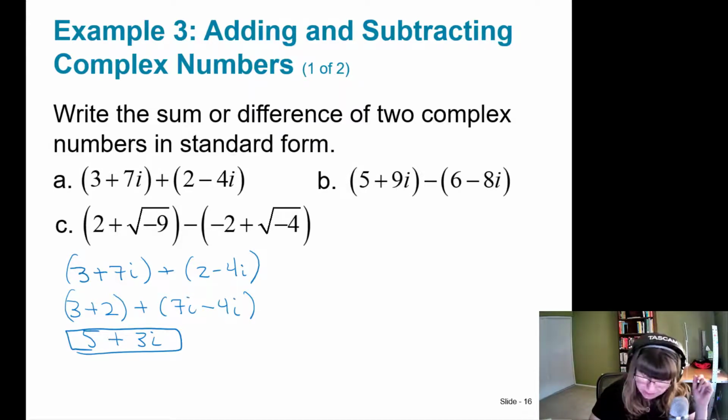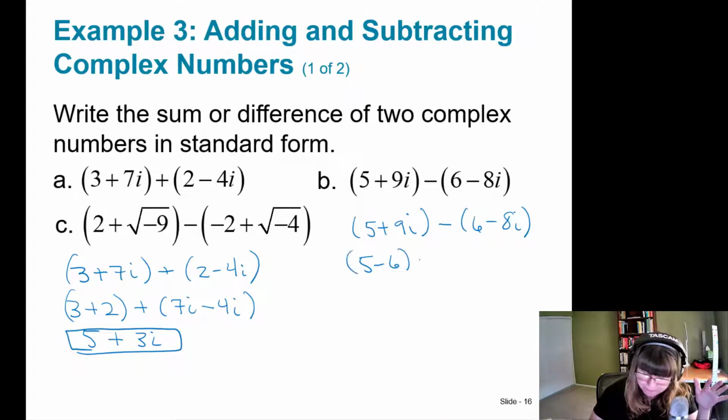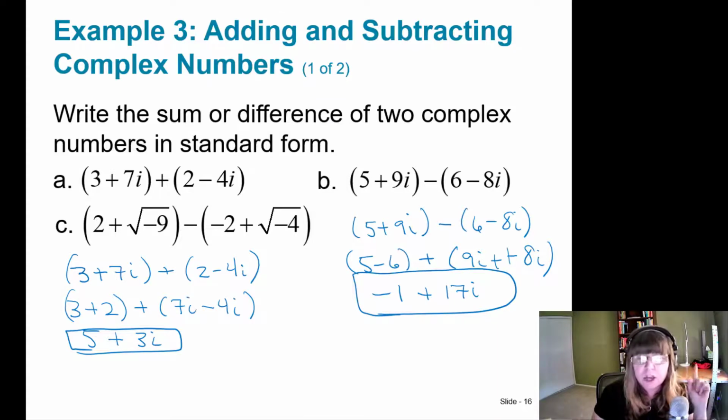Let's try b. I have 5 plus 9i minus 6 minus 8i. And according to the rule, I subtract the real parts and I subtract the imaginary parts, keeping in mind that is a negative 8i. And two negatives make a positive, so I've got 5 minus 6 is negative 1 plus 17i. You can also think of it as distributing this negative just like you would if that variable wasn't an i, but it was an x. That's what you would do. It's the same thing. It will come out to be the same thing.